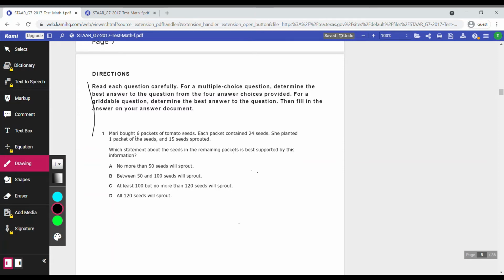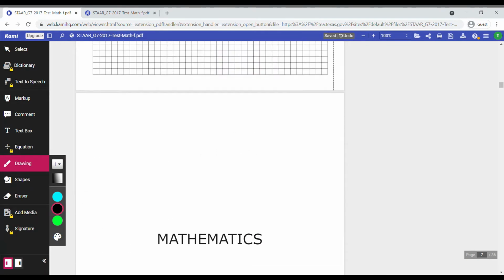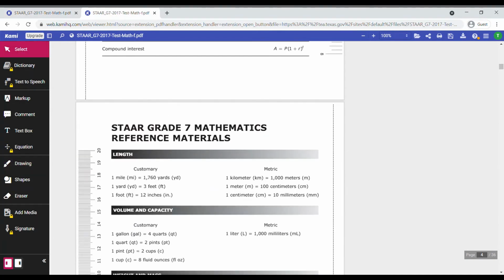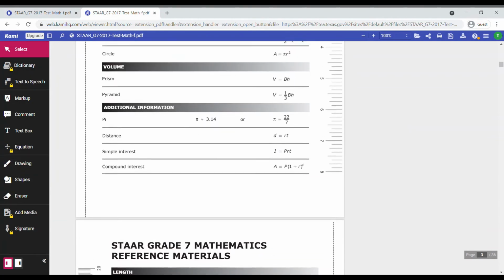Today we're going to be going over the STAAR 2017 7th grade math. In another tab here I have the formula guide for reference.